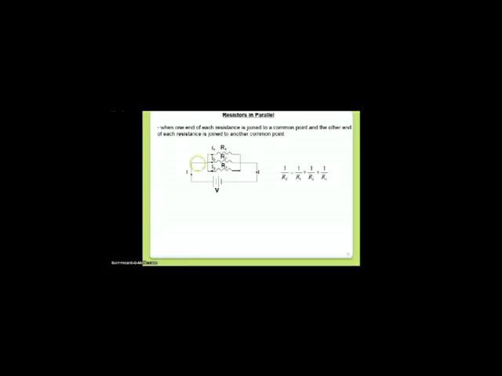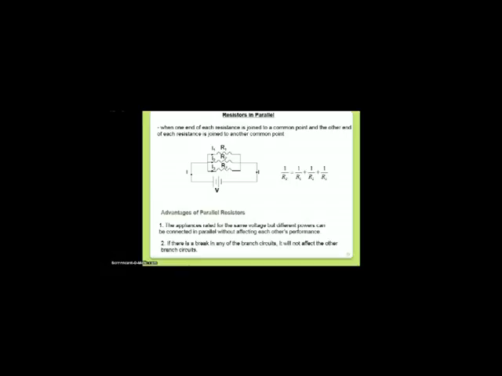Now, the total resistance in this parallel network is calculated by a different rule. 1 over RT is equal to 1 over R1 plus 1 over R2 plus 1 over R3. Now, there are so many advantages of parallel connection, that is, we can even use different powered elements in parallel connection, and they all have the same voltage. And the other advantage is, even if one of the components fails to operate, the other components still work, completing the network.